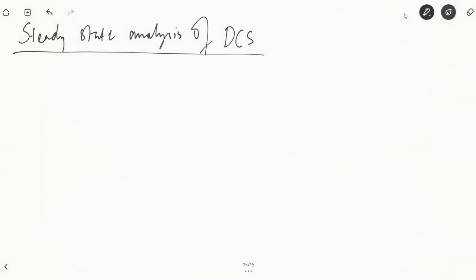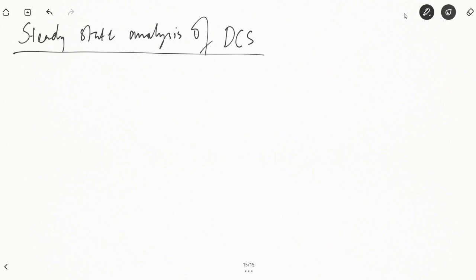So, as you have done in case of analog control systems, you can study the steady state error, you can derive the stability of a system. You can go for the transient analysis, you can go for the steady state analysis. We are doing the steady state analysis of digital control systems.